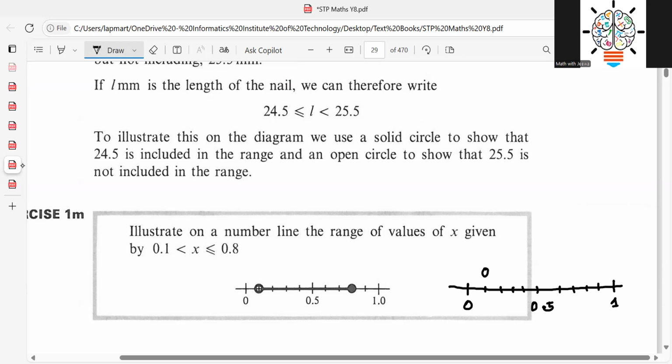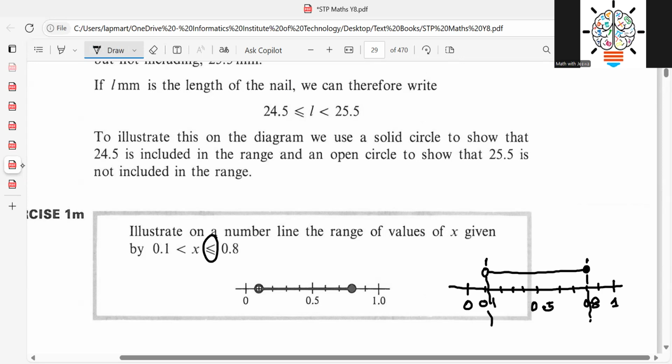I can't use the colored dot because here we don't have the equal sign. And 0.8 is here, 0.8 and 0.1, and you mark the circle here, and I color it. Why? Because I have this symbol. Whatever the value I'm talking about, it should be in between this. It can be anything in this range, right? It can be 0.2, 0.3, 0.4. It can be anything. So how are you going to illustrate this range on a number line?